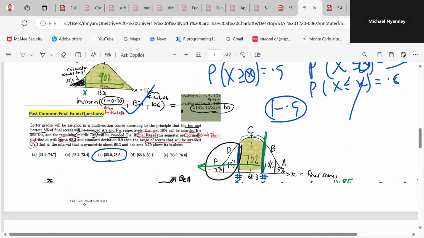So we had to solve some past common final questions, and this needs some kind of in-depth idea of what we've learned so far. So we have letter grades that will be assigned in a multi-section course according to the principle that the top and bottom 5% of final grades should be awarded A's and F's respectively. I don't know where my pen is now. Okay, it's not working. So we have A here.